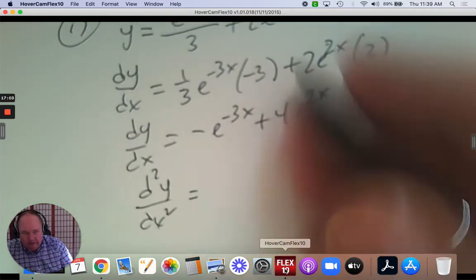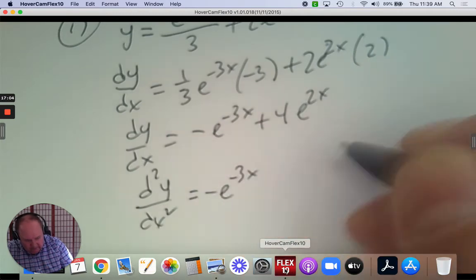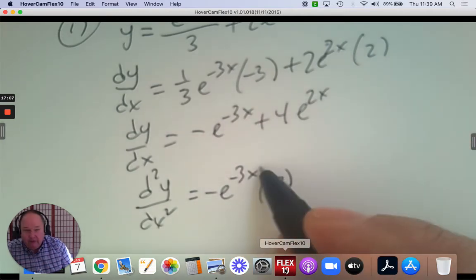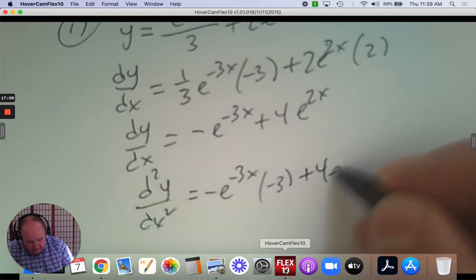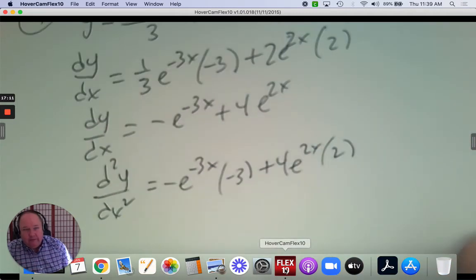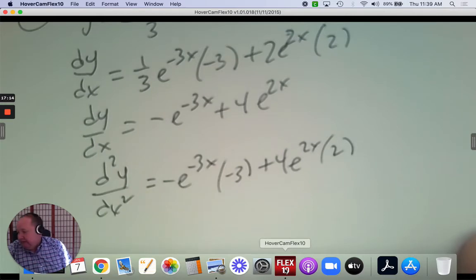So the second derivative of this is write down what you see and then times the derivative of the exponent. And there you go. And you could simplify it, but that's a great answer the way it looks.